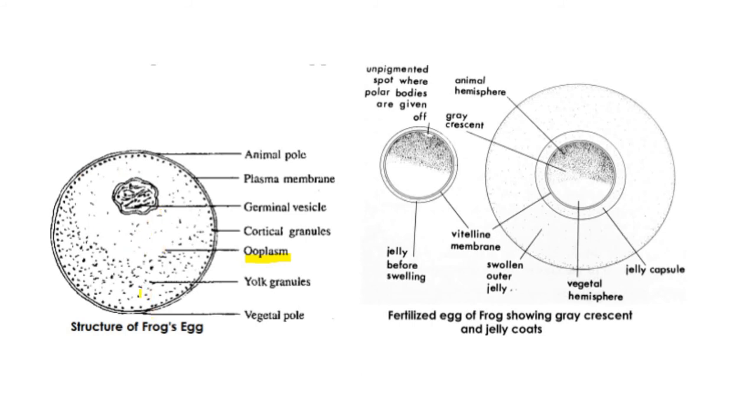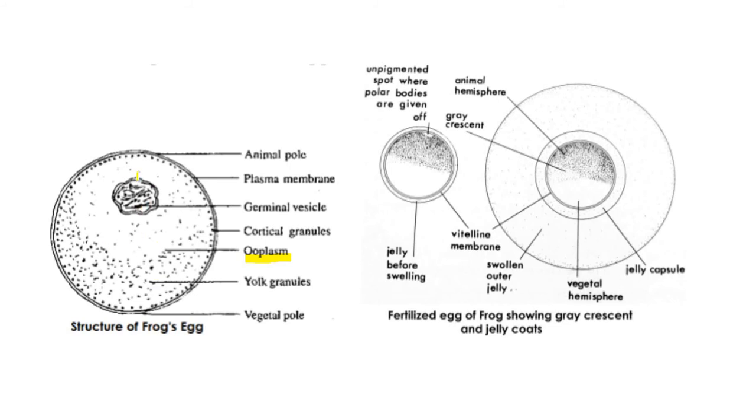And the other side is the vegetal hemisphere or vegetal pole. In the vegetal pole, the yolk concentration will be greater than in the animal pole, okay. The vegetal pole consists of a higher yolk concentration, that is, yolk accumulation will be more in the vegetal pole.